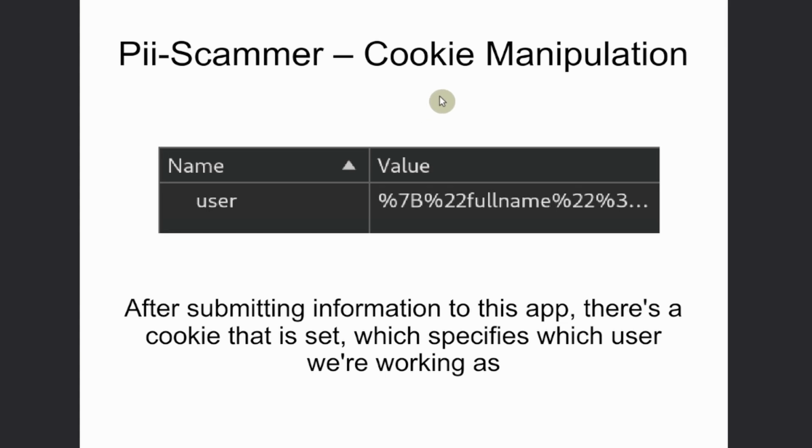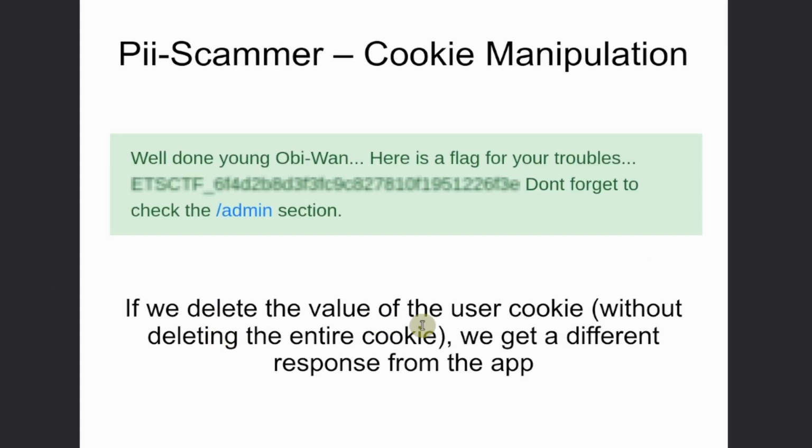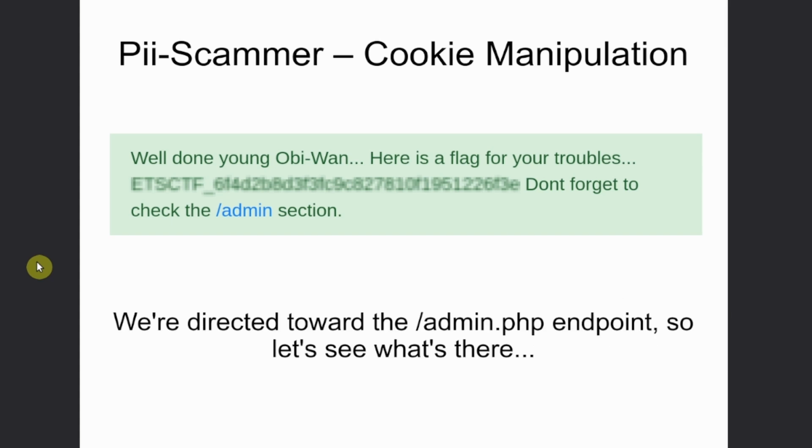So we were doing some cookie manipulation. After submitting information to the app, there's a cookie that is set, which specifies which user we're working as. If we delete the value of the user cookie without deleting the entire cookie, we get a different response from the application, and we get our first flag. And we're directed towards the /admin.php endpoint. So let's see what's there.